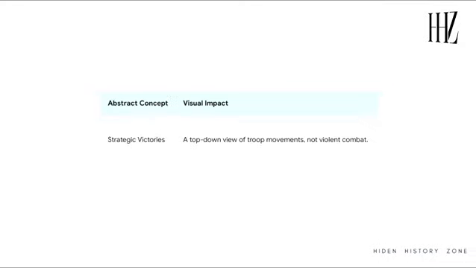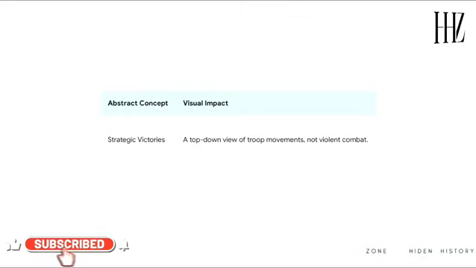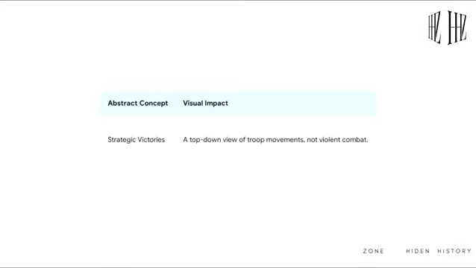And this is such a brilliant move. Instead of just showing us a bunch of bloody fighting, the script says, let's show it like a giant chessboard from above. By focusing on troop movements, the whole story gets elevated. It's not about brute force anymore. It's about intellect. It's about planning and grand strategy. It makes the empire's leaders look like brilliant tacticians, not just simple warlords.